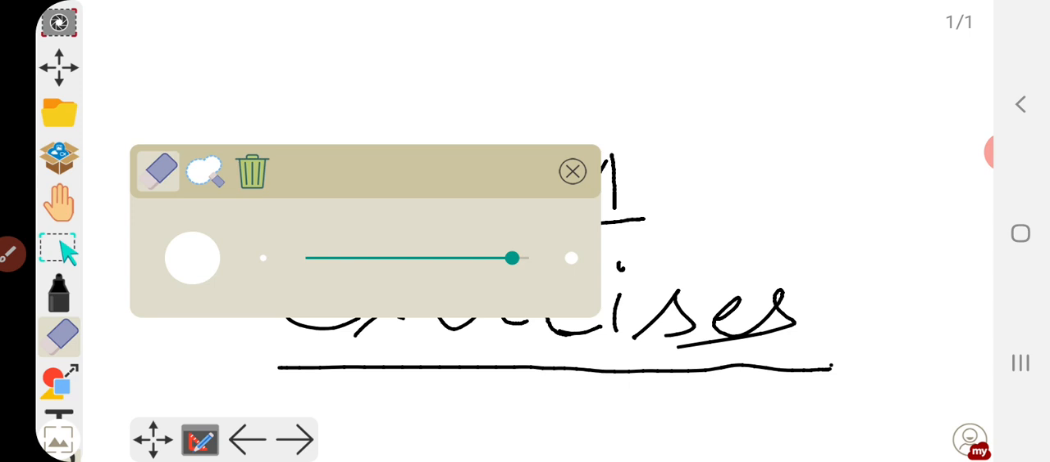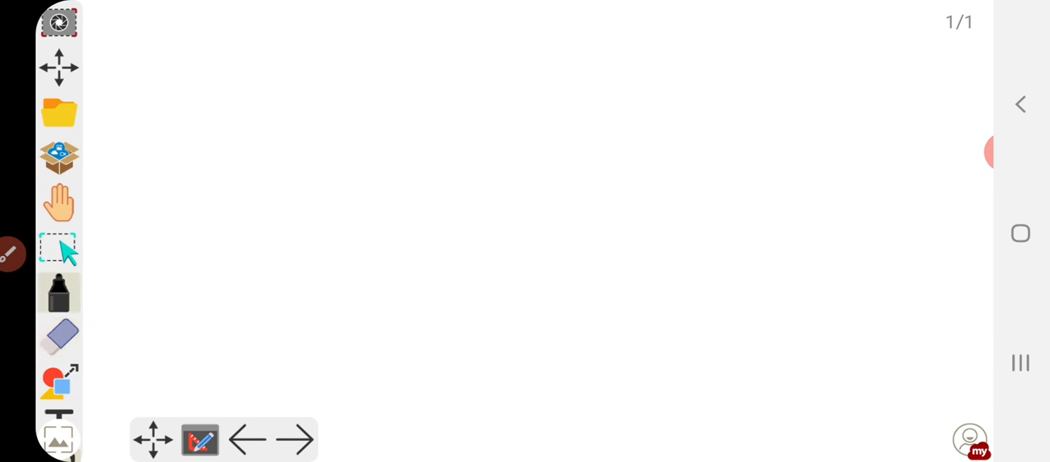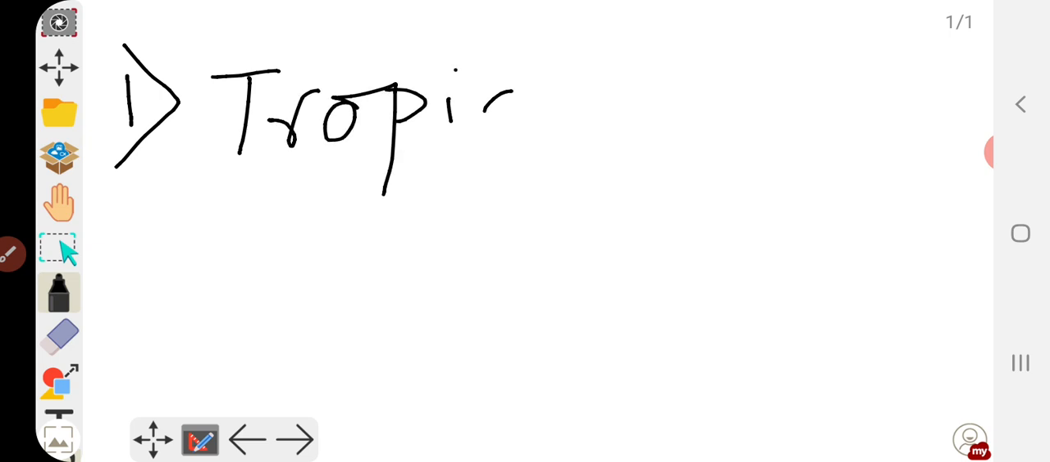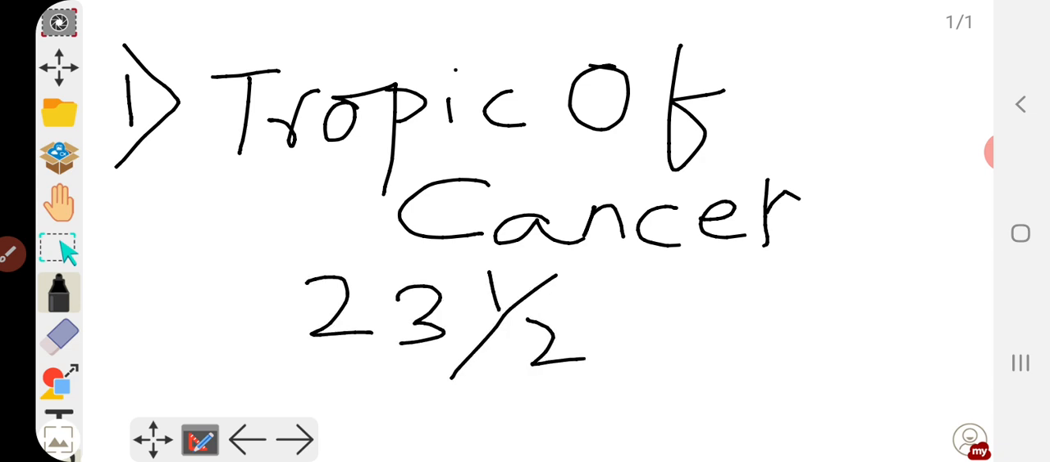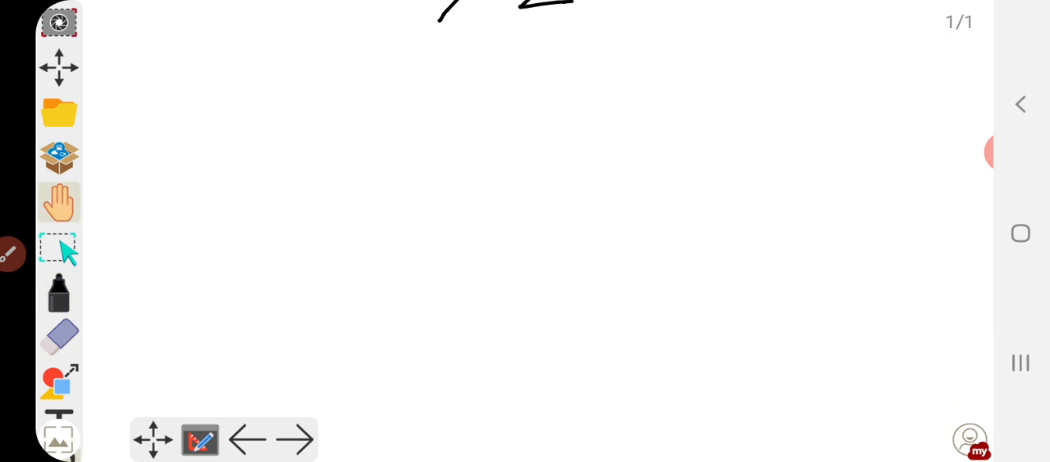Now related to the first question, which is the most important latitude for India? Now what do you think? What is the most important latitude? It is Tropic of Cancer. Is the Tropic of Cancer the most important latitude, and what is its degree? It is 23.5 degree north. So the answer of the first question is Tropic of Cancer.